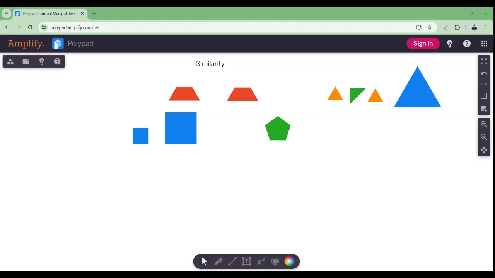Hello, Math Champions. In the previous video, you learned about congruency. If you have not learned about it, go click on the link on the top right corner of this video. You'll understand congruency. And once you understand congruency, similarity becomes very, very familiar.